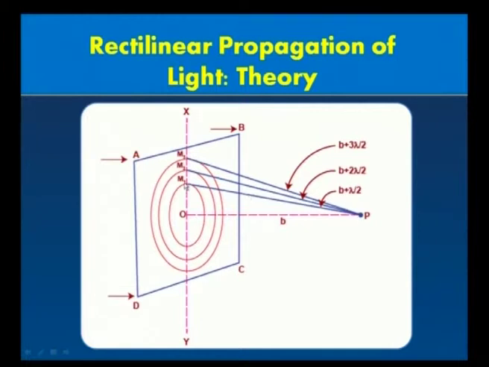You look at this point again, M1P. M1P is B plus lambda by 2. M2P is B plus 2 into lambda by 2. So, the difference is lambda by 2. When the path difference is lambda by 2, what do you mean by that? You got a crest here, you got a trough here.